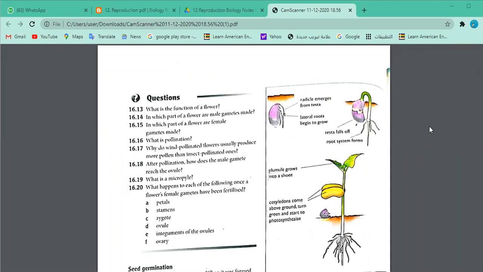Very good. This is a broader definition. If you want to be scientifically precise, the pollen grains from the male part enter to the stigma. But your definition is correct. You answered the question. Very good. Appreciate it. This is the way you should think about it.